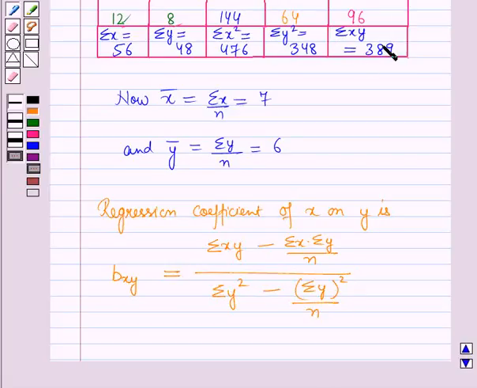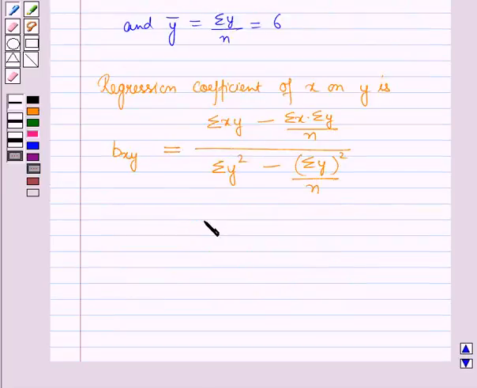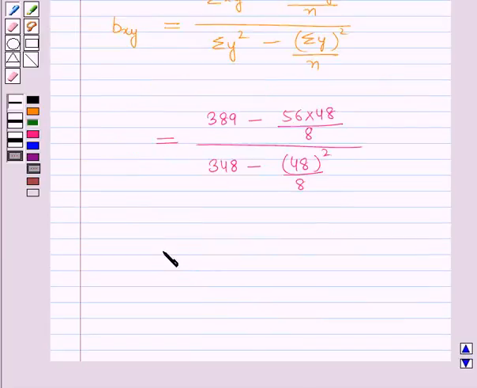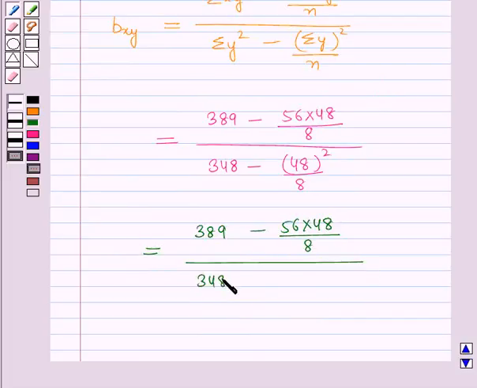Now summation xy is 389, summation x is 56, summation y is 48, summation y square is 348 and n is 8. Putting all these values here, this will be equal to 389 minus 56 into 48 by 8 whole upon 348 minus 48 square by 8, which is further equal to 389 minus 56 into 48 by 8 whole upon 348 minus 48 into 48 by 8.